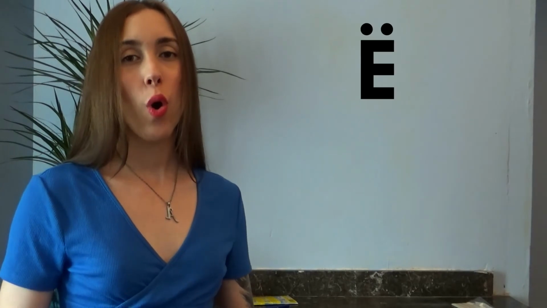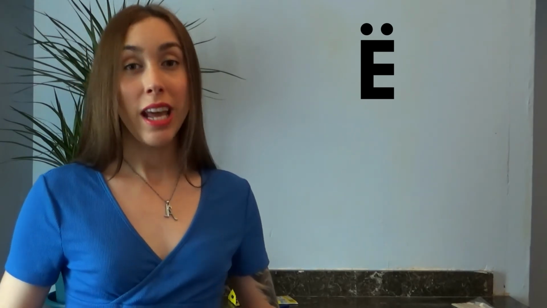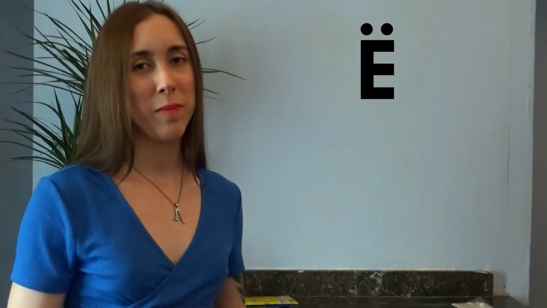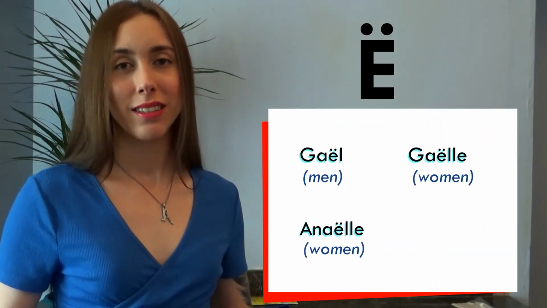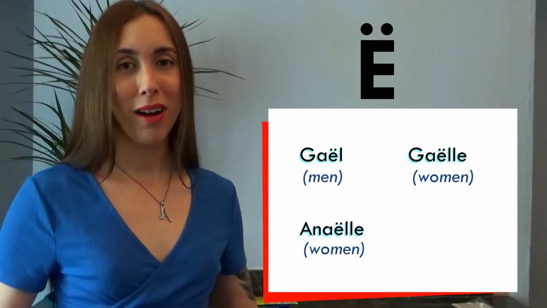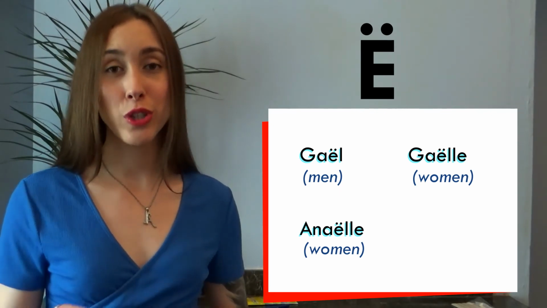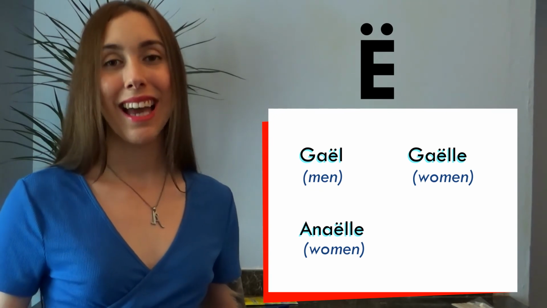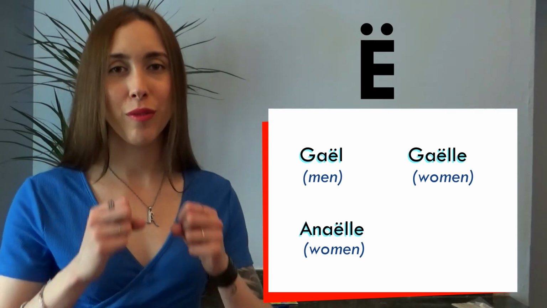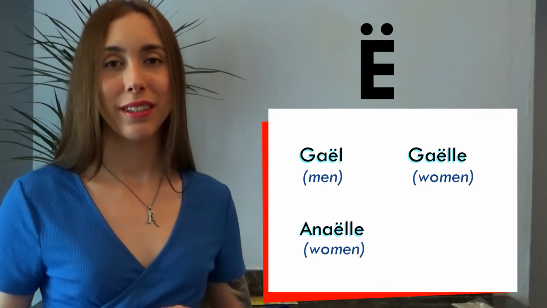Then we have E tréma. So for this one, I can actually imagine a name, a French name for men and women. So let's see that and the sound. Gaël. So the first one with just one L is for men, and the second one with two L's plus E is for women. Gaëlle. So as you can hear, it's a very open sound.